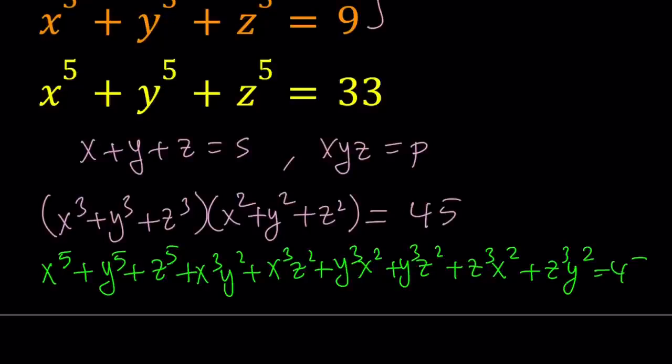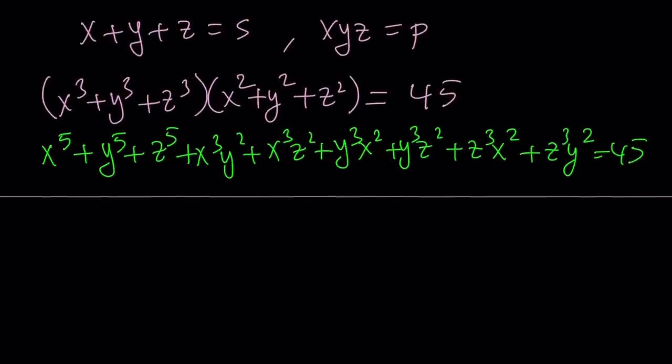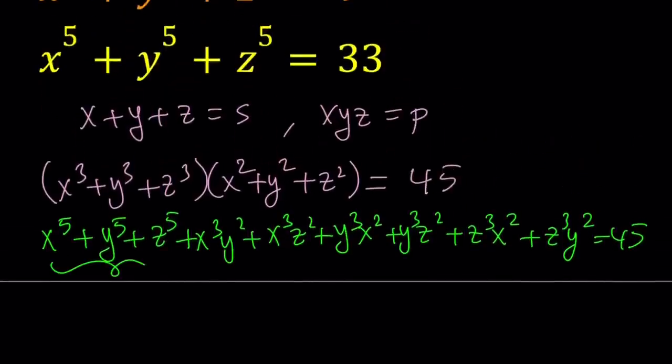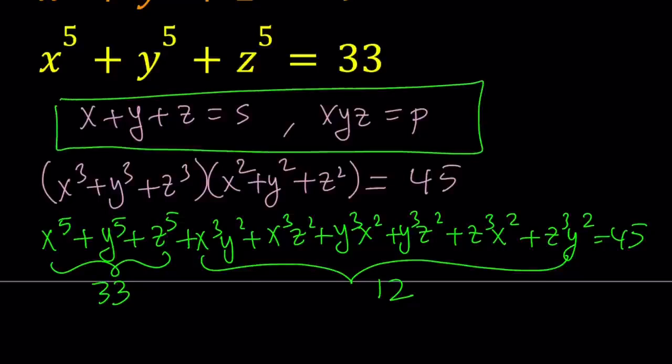All right. Notice that in those terms, we are multiplying a third power by the second power. So we do know x to the 5th plus y to the 5th plus z to the 5th is equal to 33. That means the rest of this expression is going to equal 12. Great, let's go ahead and organize that a little bit. And don't forget, we have two expressions, the sum and the product.